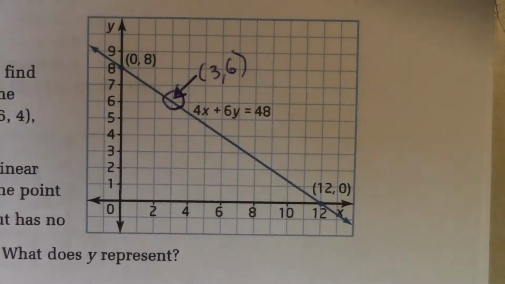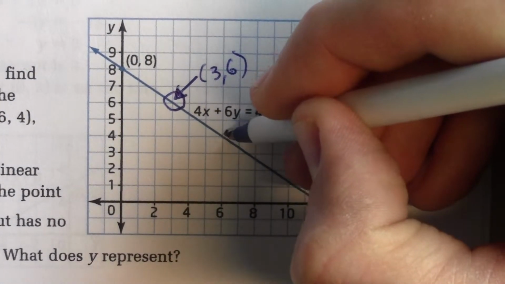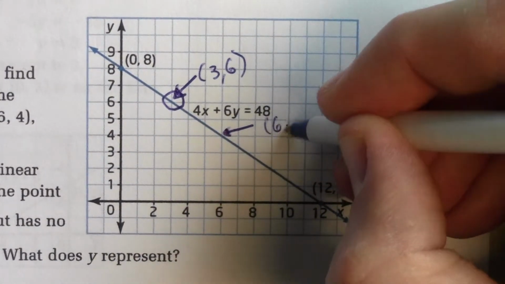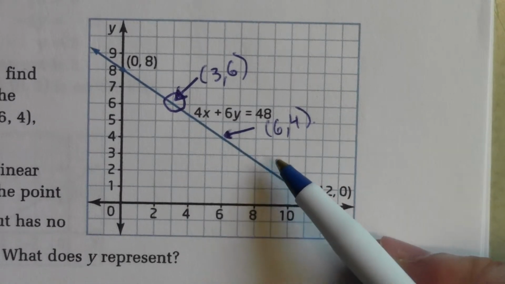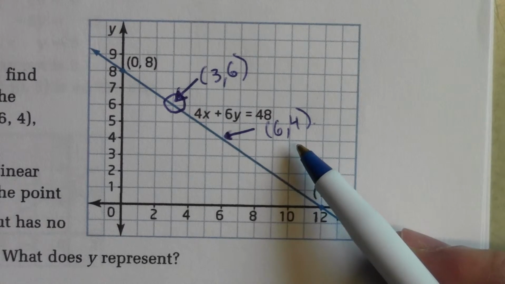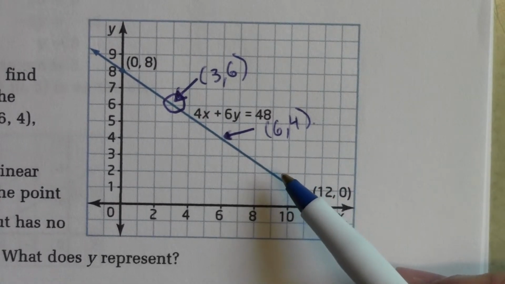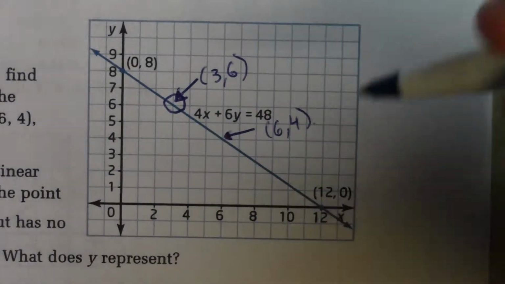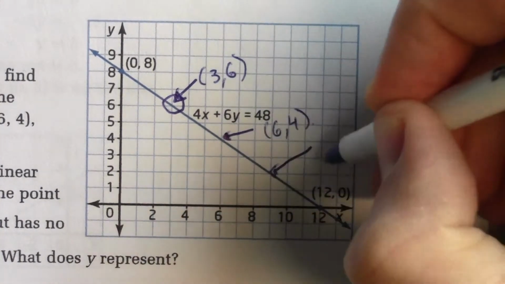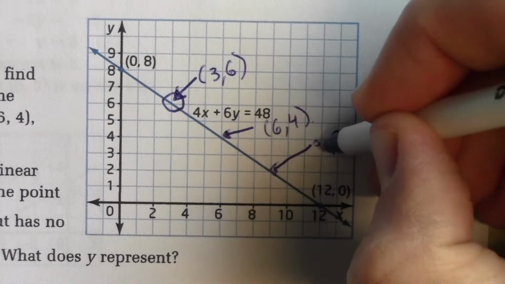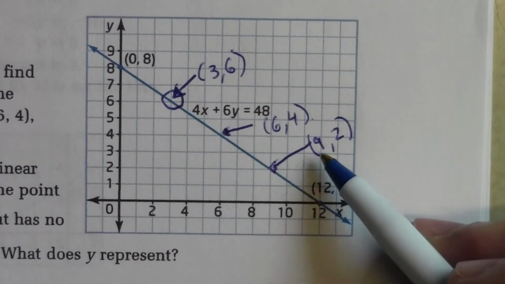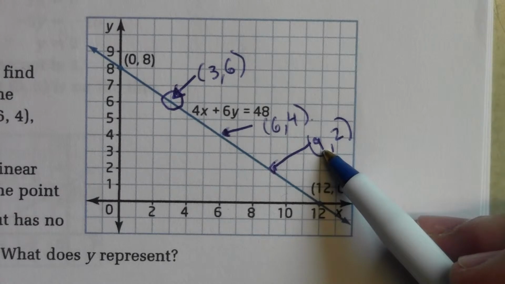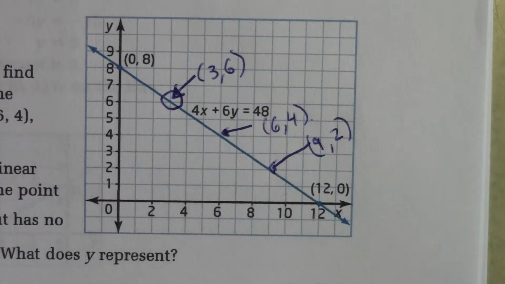See how nice this graph is? Another point I would pick would be right here, and this is 6 comics and 4 novels. 6 times 4 is 24, plus 4 times 6 is 24. 24 and 24, 48. See that? Any point where it crosses evenly, right here, would be 9, 2. 9 comics, 2 novels. 2 novels is $12. 48 minus 12 is 36. 36 divided by 4 is 9. Any questions there?